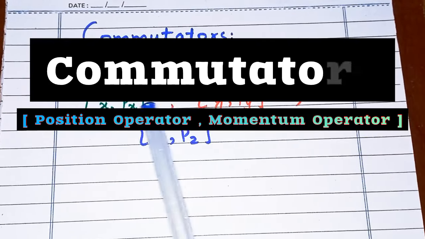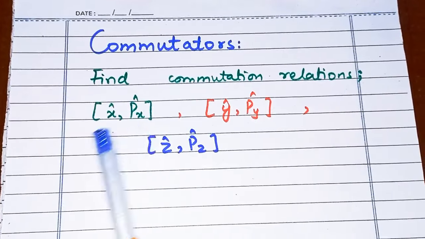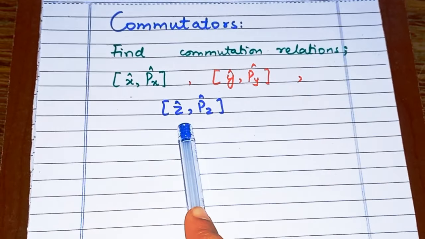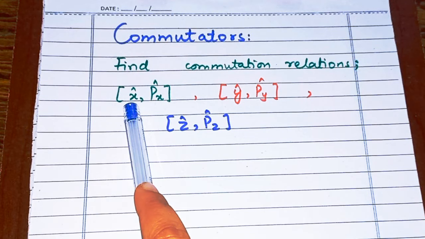In this video, we are going to find out the commutation relations between the position operator and momentum operator. Here you can see only 3 commutators, but I'll be doing more of these. You will see at the end of the video. And this video is really important if you really want to understand the commutation relations between position and momentum operator.